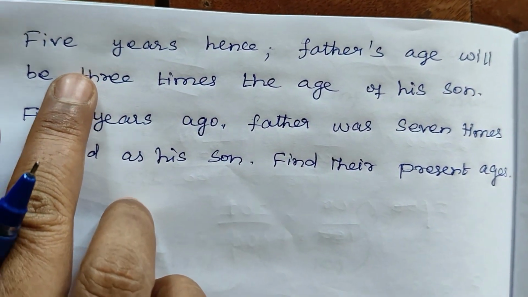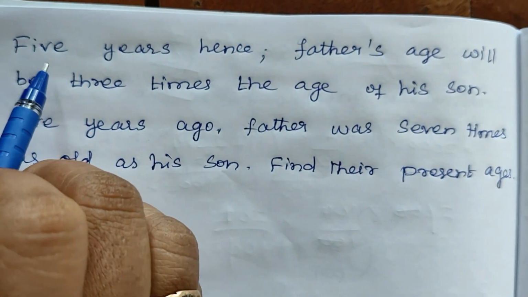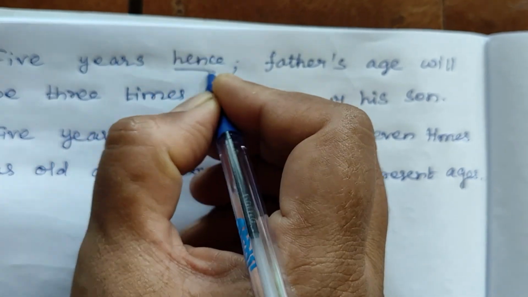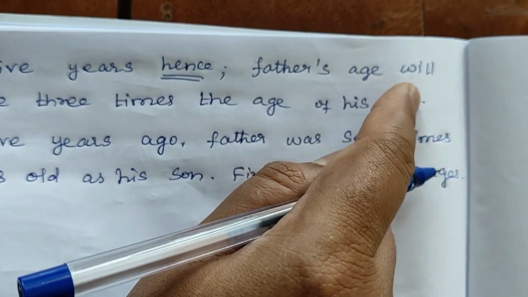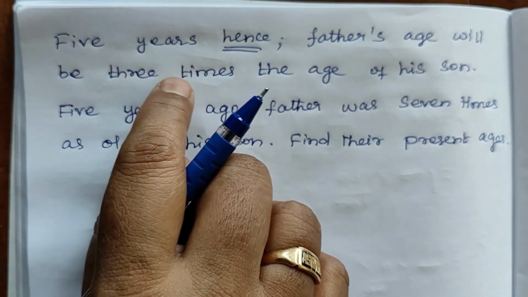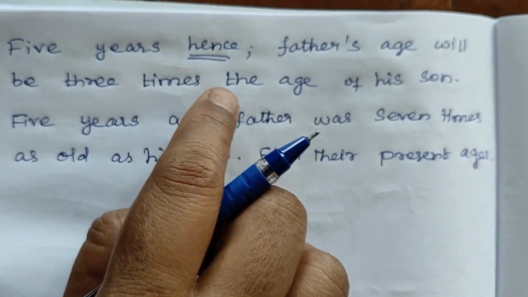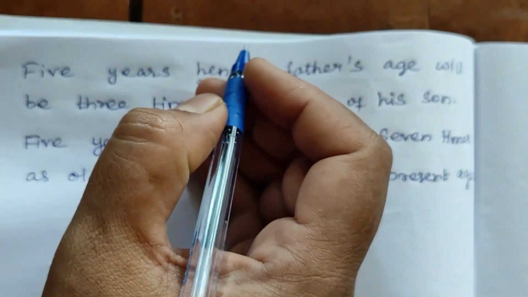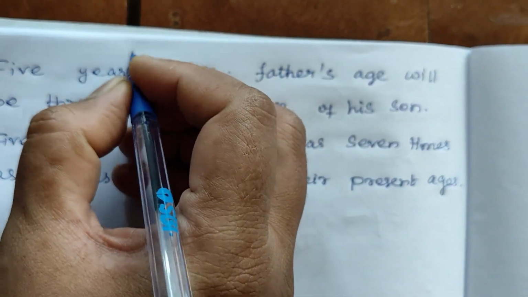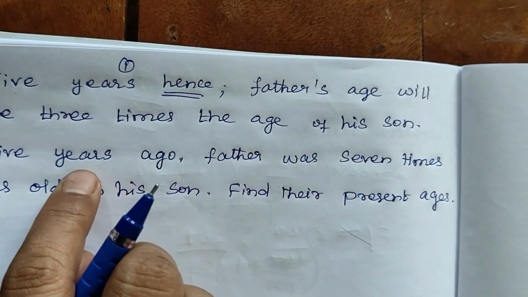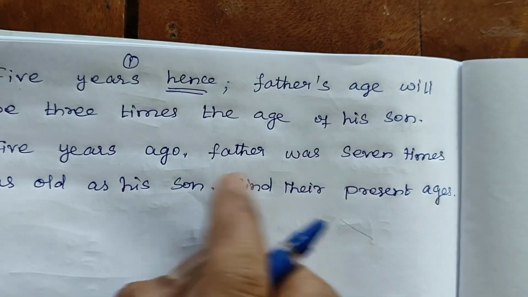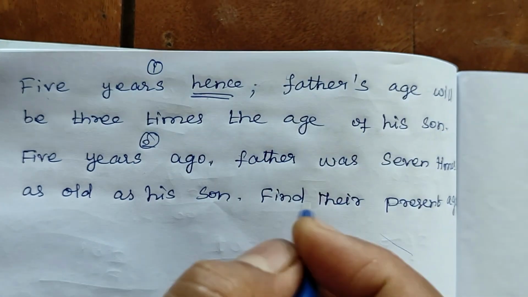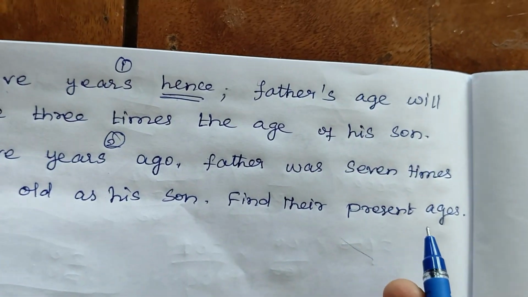I am going to teach for 10th standard. 5 years hence, which means 5 years after, father's age will be 3 times the age of his son. So here there are two conditions: 5 years after, and the next one is 5 years ago. 5 years ago, father was 7 times as old as his son. Find their present ages.